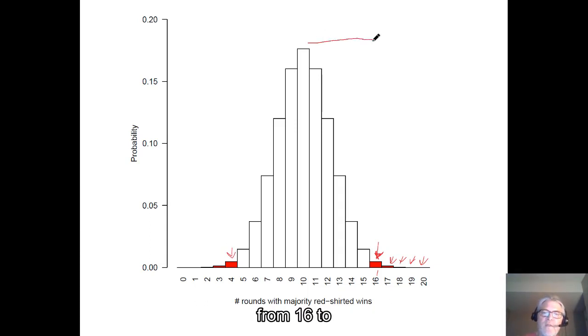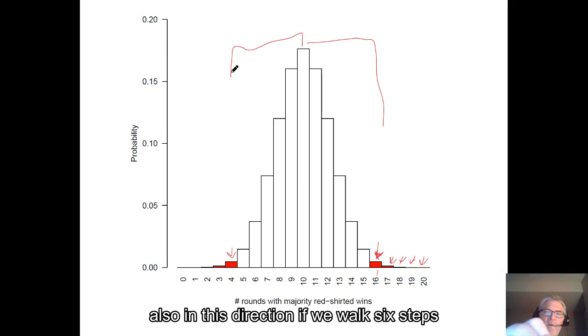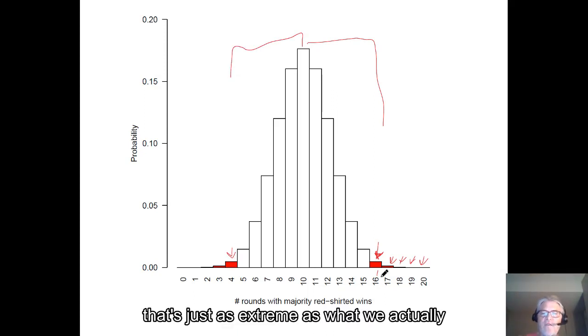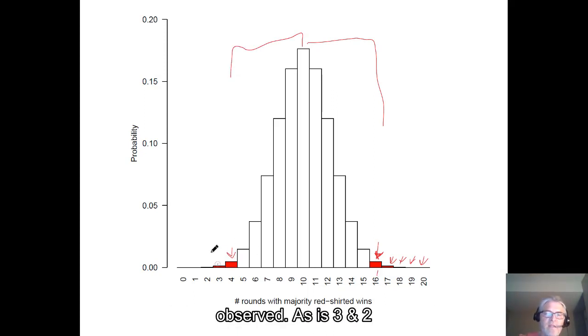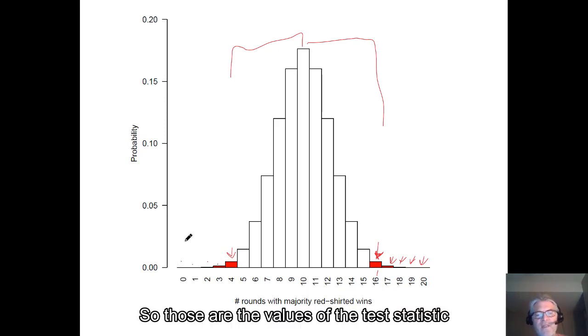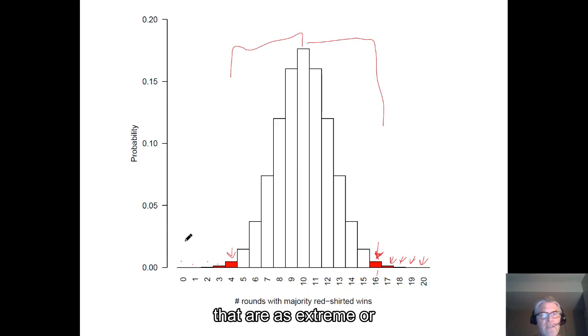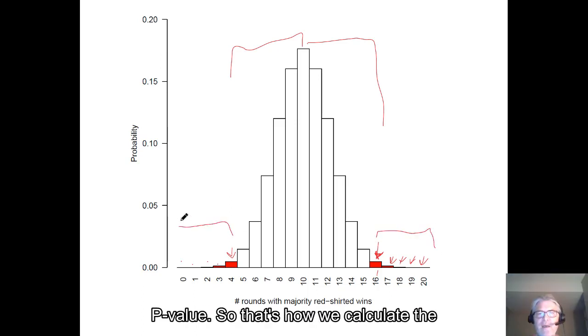So the distance from 16 to 10 is 6, but also in this direction, if we walk 6 steps, that's just as extreme as what we actually observed, as is 3 and 2 and 1 and 0. So those are the values of the test statistic that are as extreme or more extreme than what we actually observe. So if we add up the probabilities of these outcomes, then that will be our p-value. So that's how we calculate the p-value.